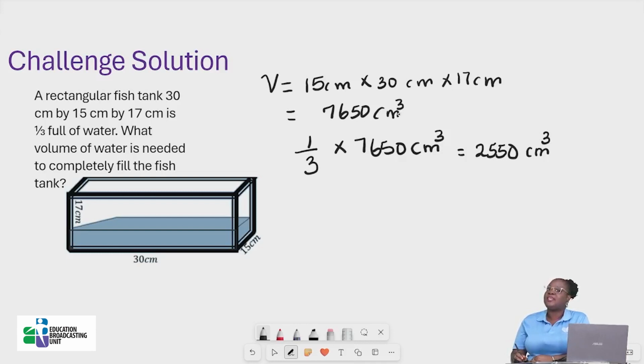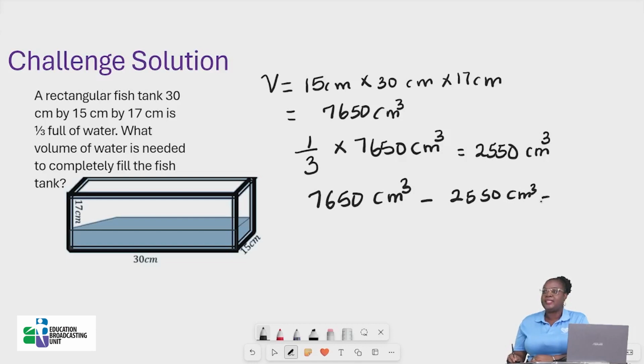We will now have to calculate how much more is needed. To do so, we will have to find the difference between the third and the complete volume. So 7,650 centimeters cubed subtract 2,550 centimeters cubed, and the difference is 5,100 centimeters cubed.